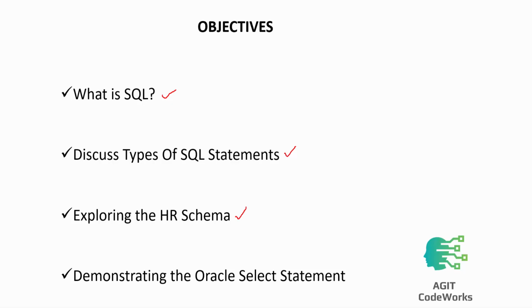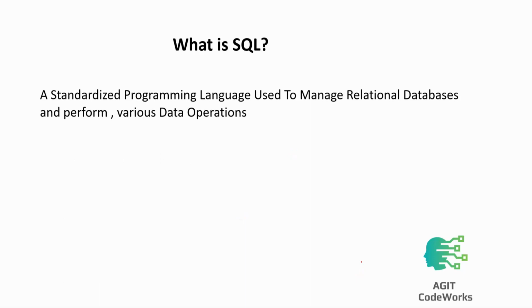The HR schema is basically a sample database composed of human resource tables, which gives us a clear understanding of what a regular database looks like, and also gives us a practical environment to go through simulated and real-life data. Demonstrating the Oracle SELECT statement, that's what we're going to be talking about today. So we're going to do the practicals, and we're also going to go through some theories surrounding SQL. So what is SQL, first of all?